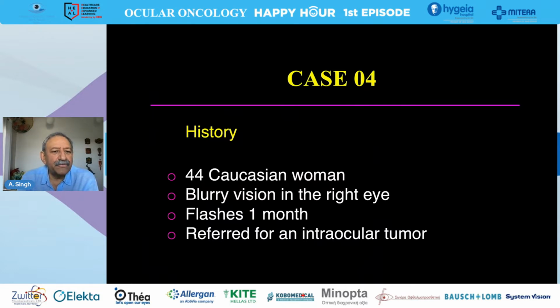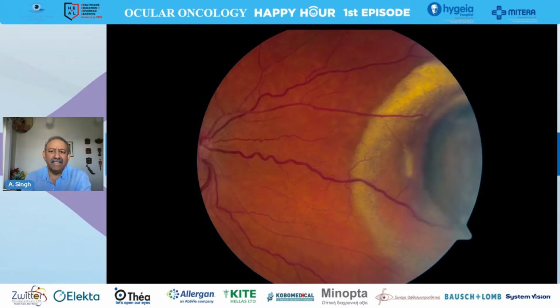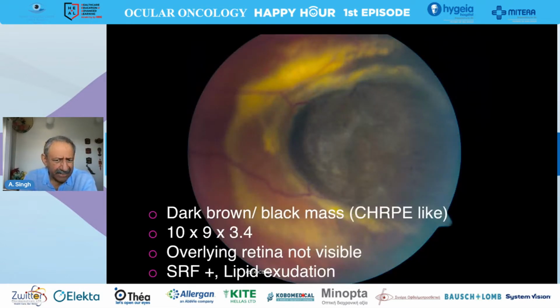So the next one is a 44-year-old Caucasian woman. She noted some flashes of light, and she's seen a mass in the eye. The fundus, at least the posterior pole, seems to be normal, but when you look nasally, you see a darkish tumor here, and have a better view. One can see it's dark, grayish black almost in color, with a lot of lipid around it and subretinal fluid. You can't actually see the retina on top of it, and the size is 10 by 9, and it's 3.4 millimeters. So the appearance is choroidal-like, but it's certainly not flat.